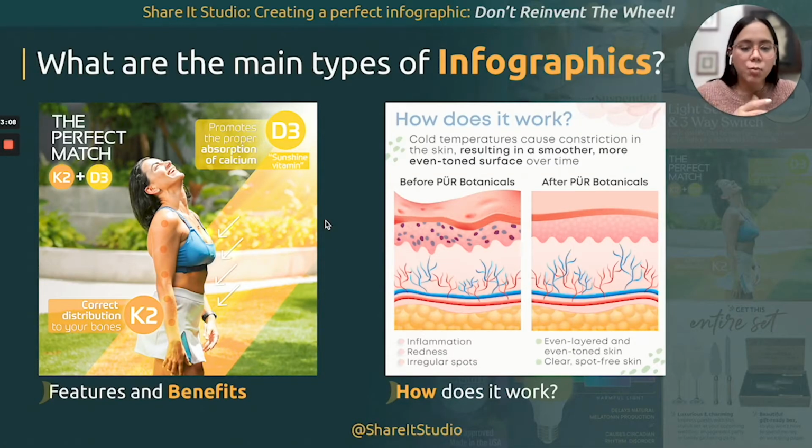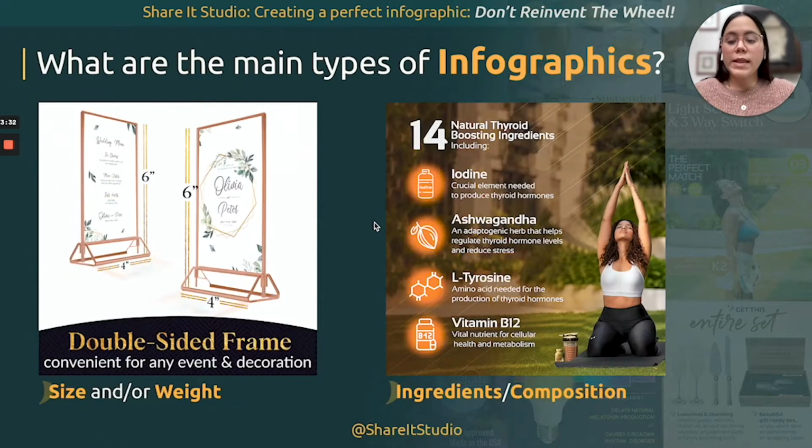Then we have how does it work? If your product is a little complex, you have to explain how it works and how it can be used, or how it will benefit potential buyers. In this case, it was an ice roller, so we had to explain how the ice roller is effective on your skin. What does it do to your skin that makes it effective and that I should get it? So there you go. We then have size and or weight. In this case, these are frames for tables and for events. So this is the size, 6 inches by 4 inches. And also it's double-sided.